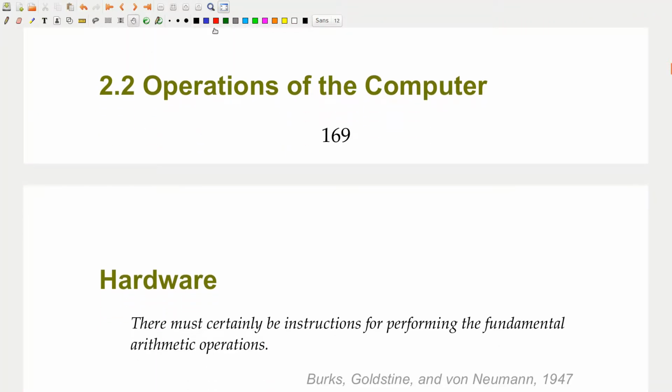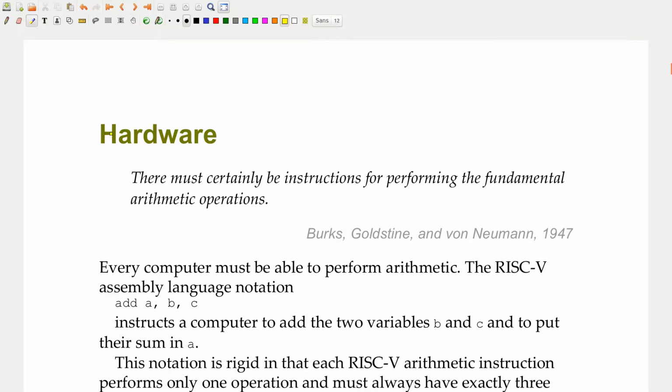Okay, so let's see. Operations of the computer. I lost my pointer. Oh, there it is. Okay. Operations of the computer. Okay. Hardware.